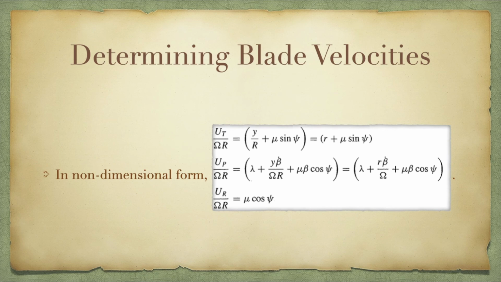In non-dimensional form, the three preceding equations can be written as UT by omega R equal to y by R plus mu sin psi. UP by omega R, on simplifying the equation, you get lambda plus y beta dot by omega plus mu beta cos psi, and UR by omega R is equal to mu cos psi. This concludes the blade element analysis in forward flight.